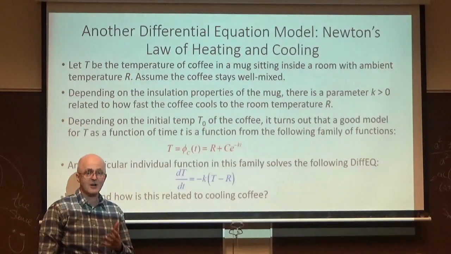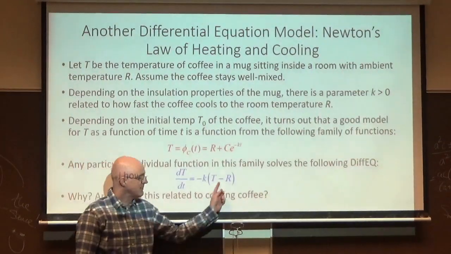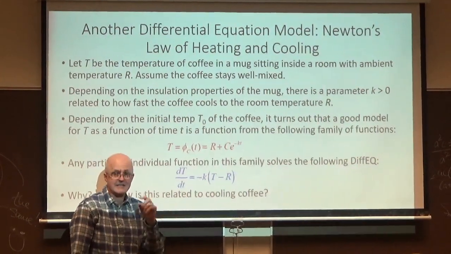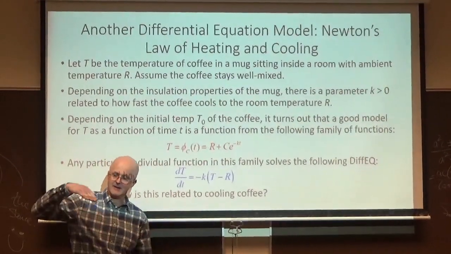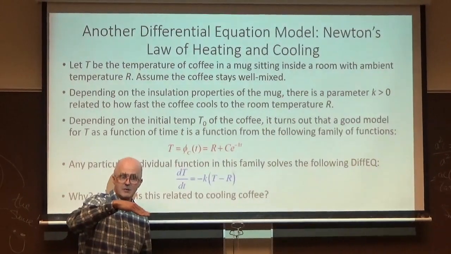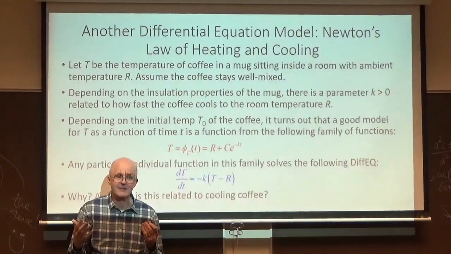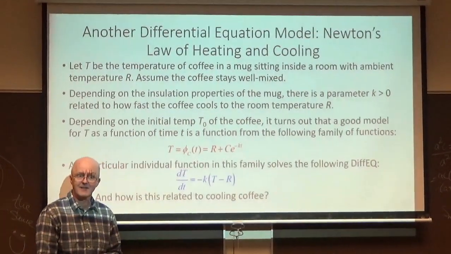On the other hand, if you start off with lukewarm coffee, barely above room temperature, then T minus R is small. Small positive number times negative k is a small negative number. dT/dt is a small negative. It's a decline in temperature, but with a negative slope that's close to zero. It makes intuitive sense. This model even works for heating.